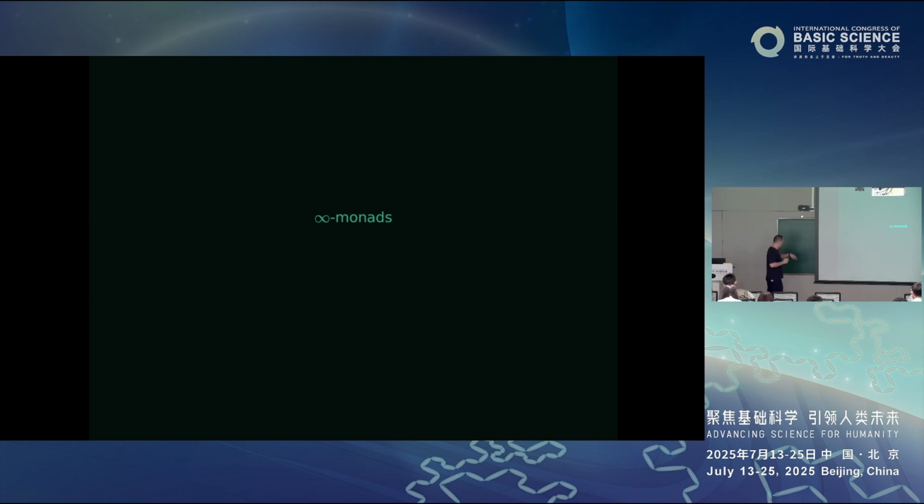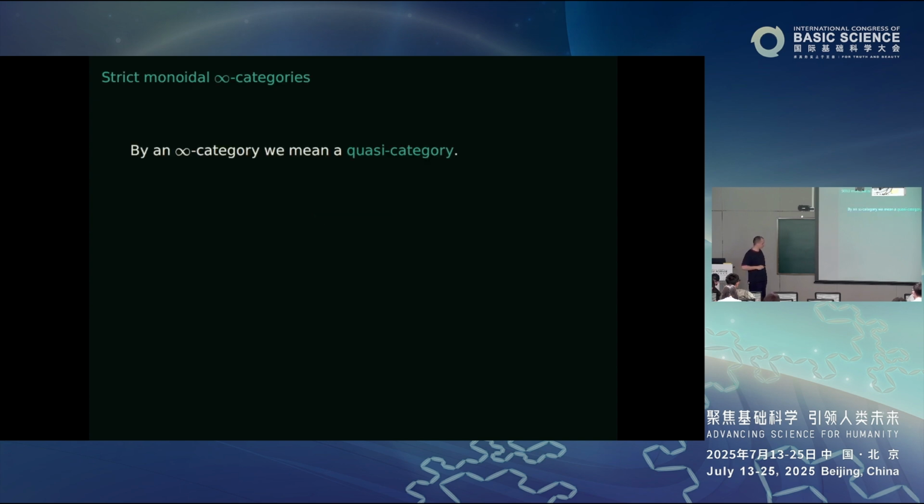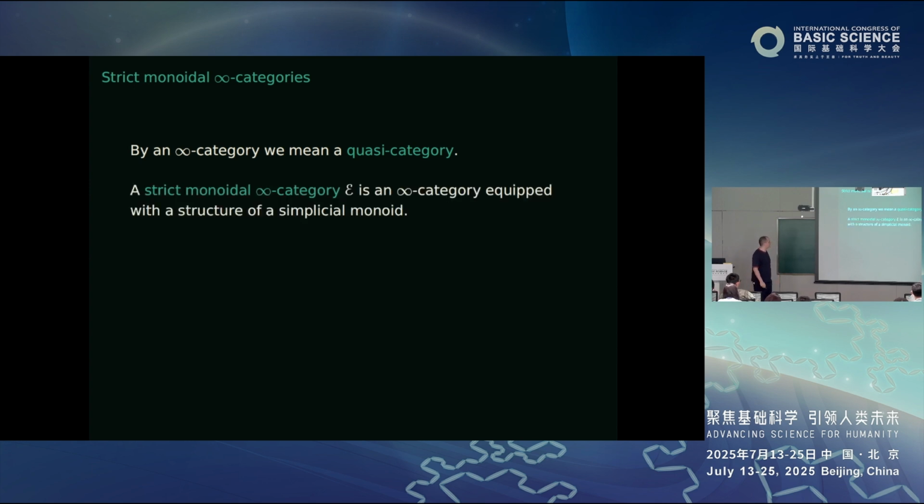Okay, and now I will tell you some more technical details about it. And now I will assume that you know something about infinity categories. And by infinity category here, I mean infinity 1 category, and I mean the quasi-category. So it is a simplicial set satisfying some additional properties. In the literature, you can find many different definitions of monoidal infinity categories and some other related structures.